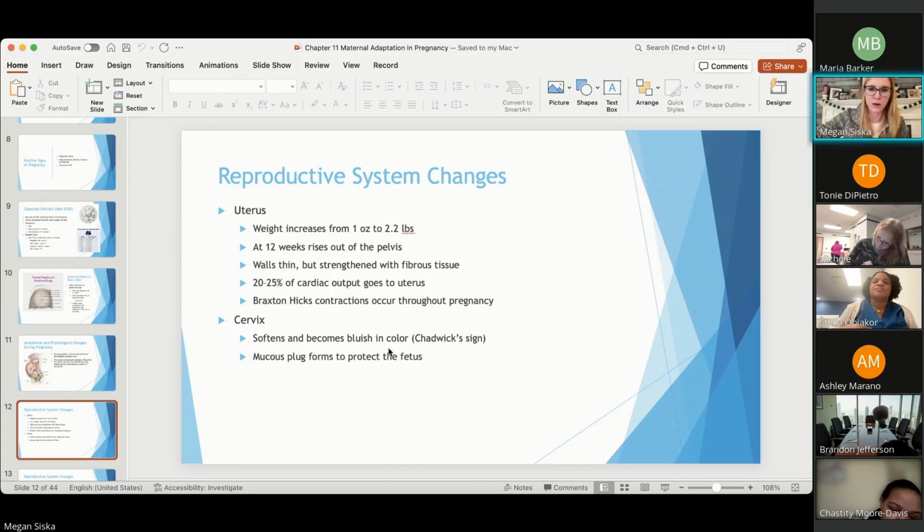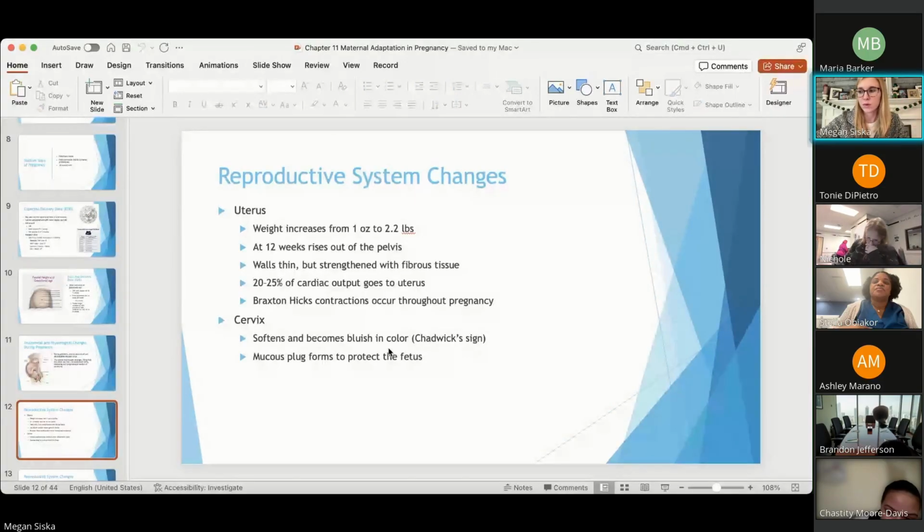We'll talk about cardiovascular changes, but the cardiac output of the woman increases significantly, and about 20 to 25% of that cardiac output goes just to the uterus because it needs so much blood supply and oxygen. And then it's pretty common to have those Braxton Hicks contractions throughout pregnancy. Braxton Hicks are just like little cramping practice contractions that the uterus does. So that's not actual contractions for labor. It's just these little mild practice contractions.